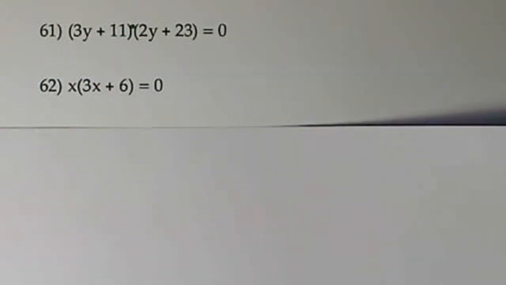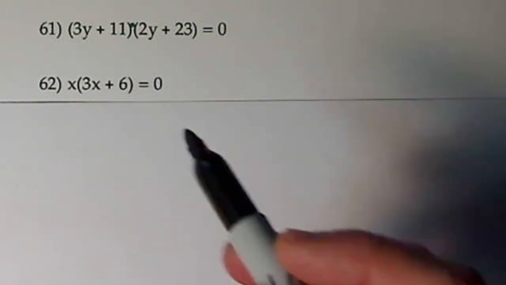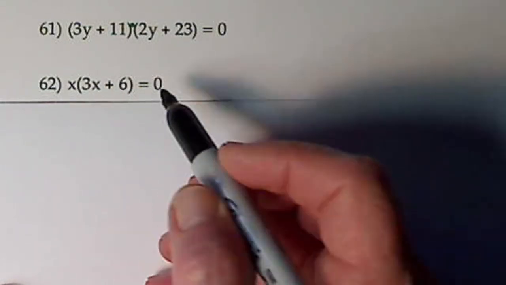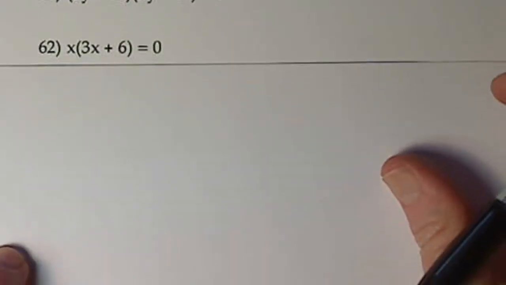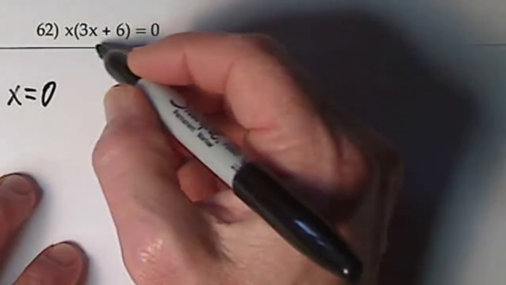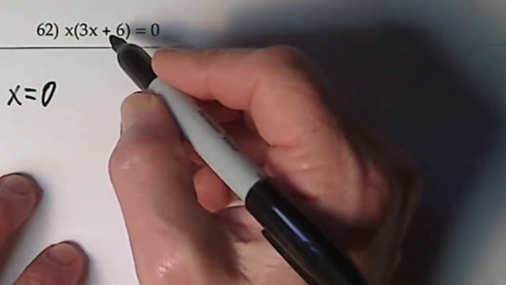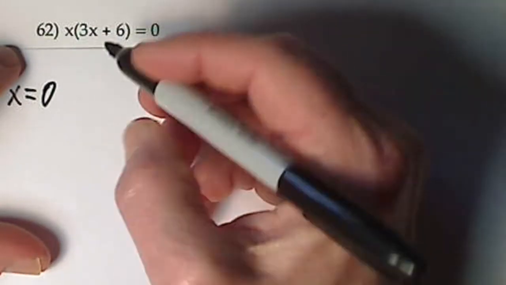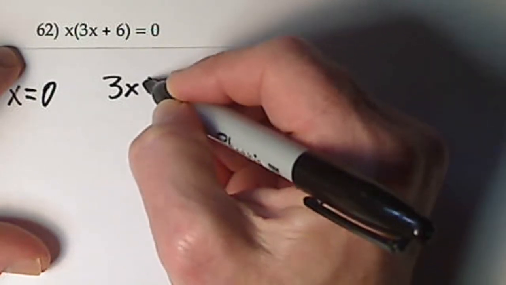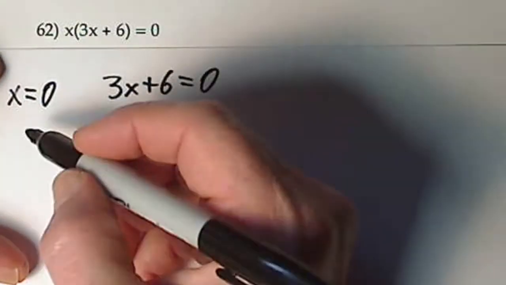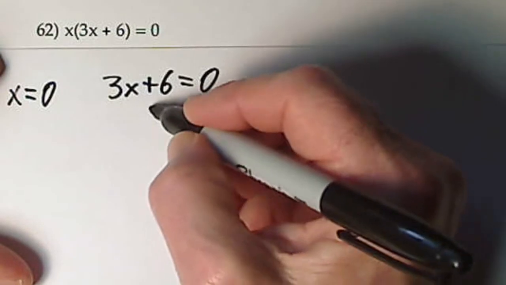Okay, number 62. You have something times something equals 0, so you can use the zero factor property. Okay, so you grab the first term, you say x equals 0. You grab the second term, basically, but I'll say it's not really a term; it's two terms. But they're grouped together in parentheses. So you grab that set of parentheses, 3x plus 6, and you set that equal to 0. Okay. And this one's already solved, but this one you've got to do a little work.